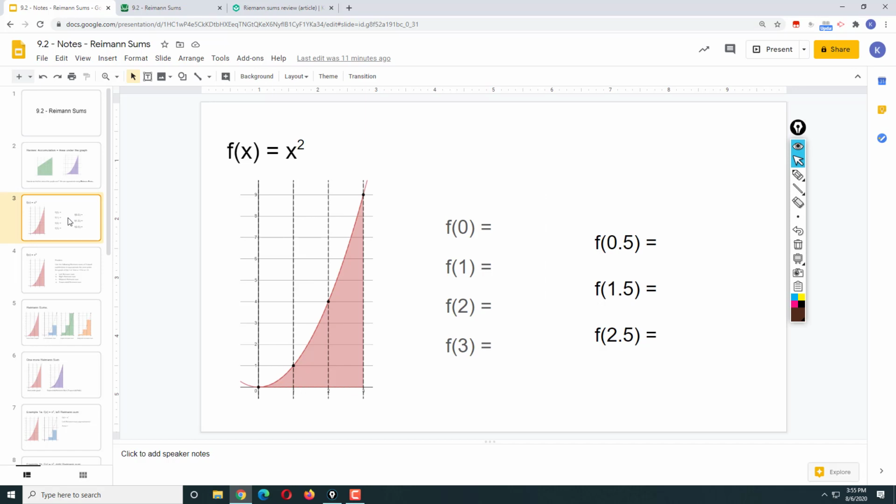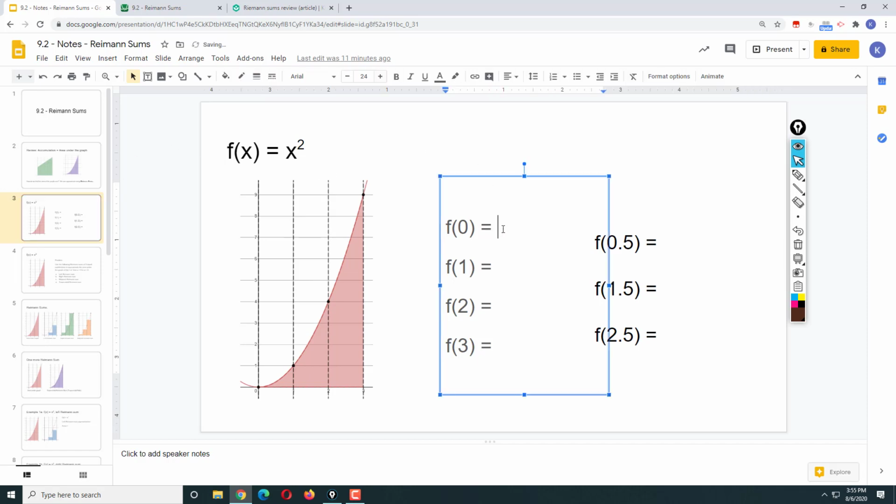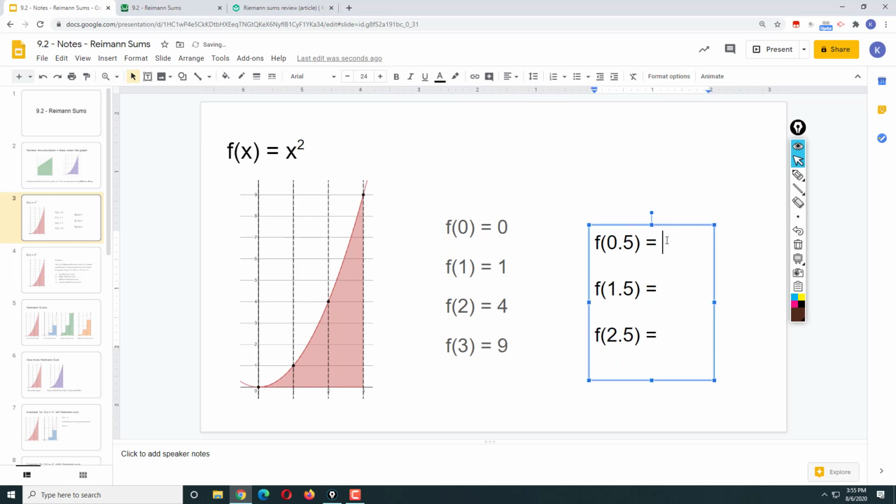We are going to look at a simple function, f of x is equal to x squared. For this function, f of 0 is just 0. f of 1 is 1 squared, which is 1. f of 2 is 4. f of 3 is 9. f of 0.5 is 0.5 squared, which is 0.25. f of 1.5 is 2.25. f of 2.5 is 2.5 squared, which is 6.25.